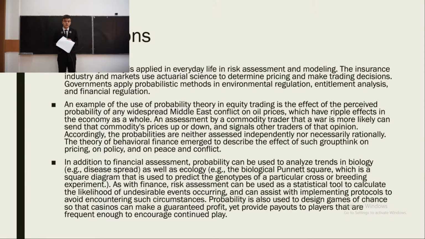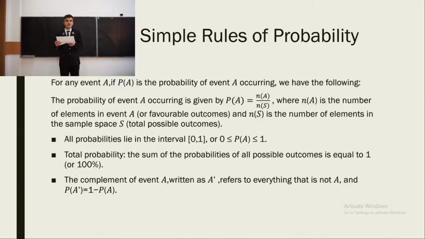Now I'm going to define the simple rules of probability. For any event A, if P of A is the probability of event A occurring, we have the following. The probability of event A occurring is given by P of A, which is equal to N of A divided by N of S, where N of A is the number of elements in event A, or the favorable outcomes, and N of S is the number of elements in the sample space S, total possible outcomes.